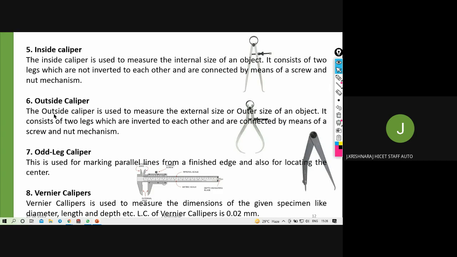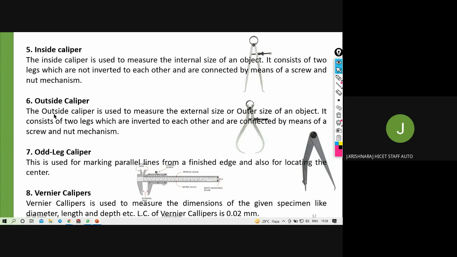Sometimes you people may have this doubt: sir, why can't we use a steel rule for measuring the external, that is, the outside diameter? If you are using a steel rule, you cannot find the center point. If you are measuring at the center point, the exact diameter, then you can get an accurate dimension. If you are measuring some distance away from the center line, then it shows an error, wrong data. So if you are using the outside calipers, you can get more accurate values.